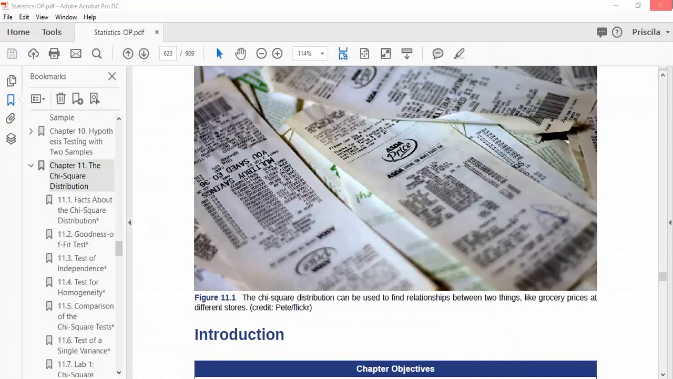Chapter 11 is talking about the chi-square distribution. The chi-square distribution is just another type of hypothesis testing. That's why it goes along with the hypothesis testing subject. The chi-square allows you to compare observed values to expected values.